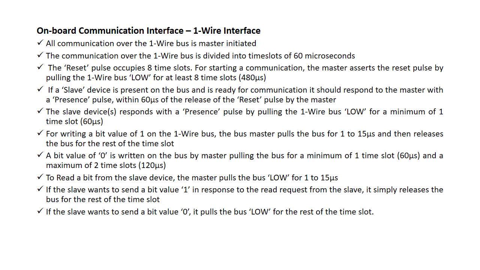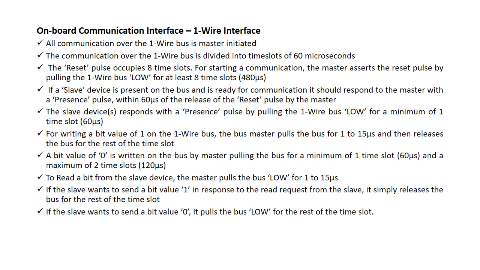The reset pulse occupies 8 time slots. For starting a communication, the master asserts the reset pulse by pulling the one-wire bus low for at least 8 time slots. If a slave device is present on the bus and is ready for communication, it should respond to the master with the presence pulse within 60 microseconds of the release of the reset pulse by the master. The slave device responds with the presence pulse by pulling the one-wire bus low for a minimum of 1 time slot, that is, 60 microseconds.